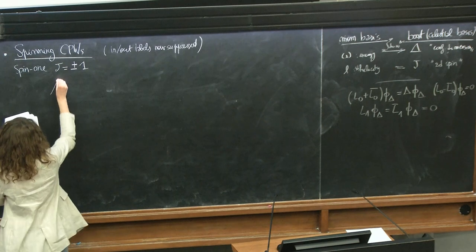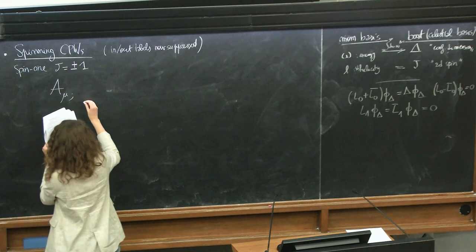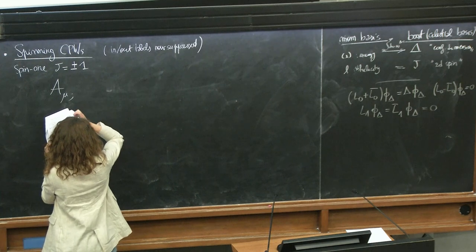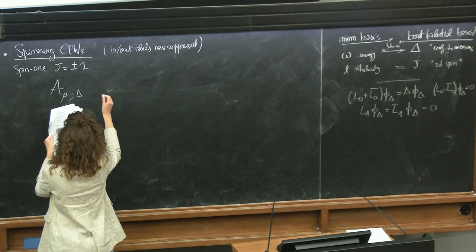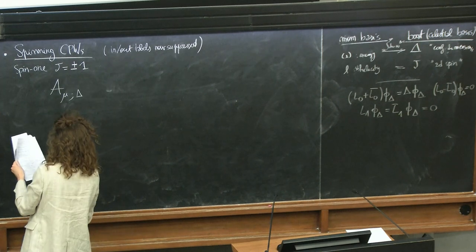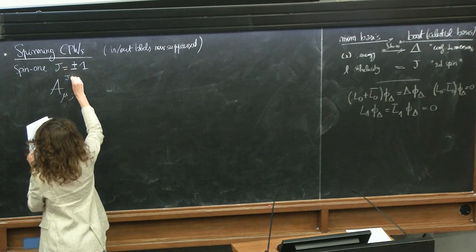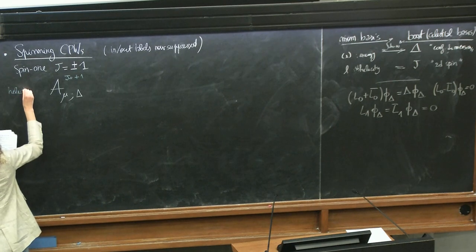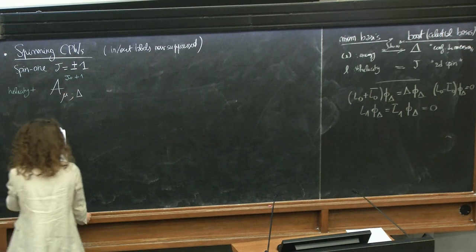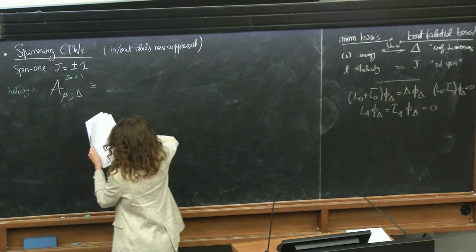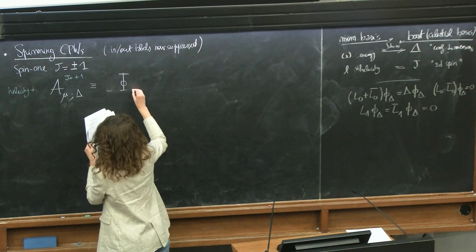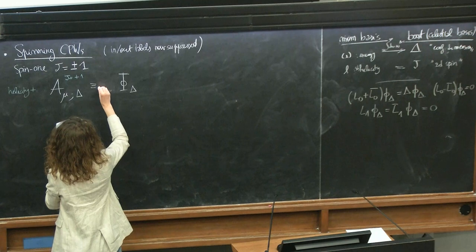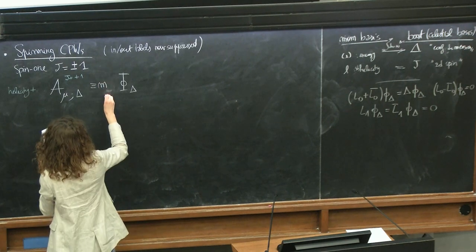So a spin one primary wave function will now have some tensor indices. Let me write it here. So J equal plus one, so I'm looking at helicity plus here, so it has spin J equal plus one. It is defined, roughly speaking, as a scalar conformal primary times this tetrad M mu.